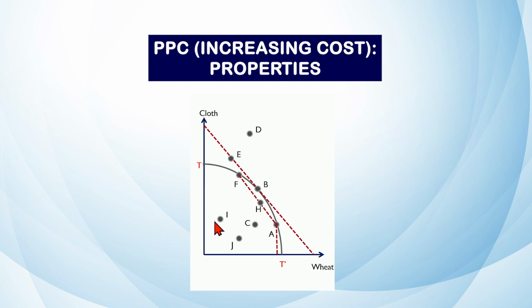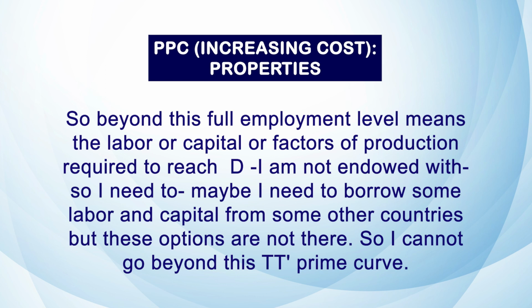So as I said, just like the full employment and overemployment condition, nobody is going to produce at points C, J, I, F, S, H, because all these points come with some amount of unemployment. Whereas points like D and E give me a combination of output, cloth and wheat, which is beyond my capacity. Beyond this full employment level means the labor or capital or factors of production required to reach D, I am not endowed with. So maybe I need to borrow some labor and capital from some other country, but these options are not there. So I cannot go beyond this TT prime curve.